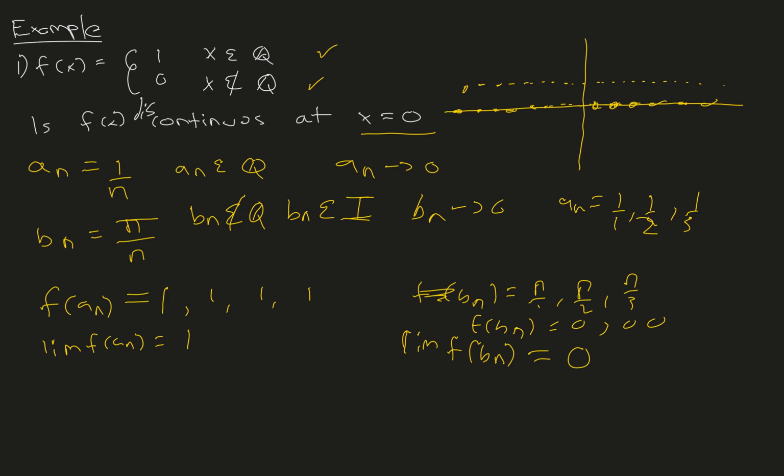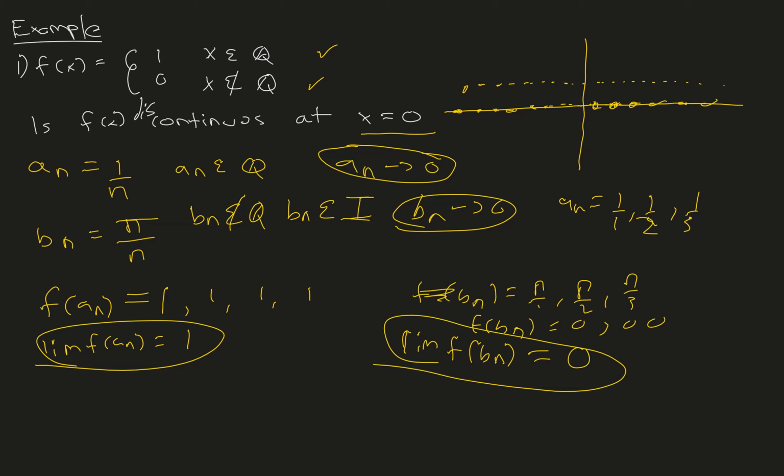So we have two sequences that both tend to 0, but the limit of f of an is equal to 1 and the limit of f of bn is equal to 0. They have different limits, therefore f is discontinuous at x equal to 0. And we're done with that example.